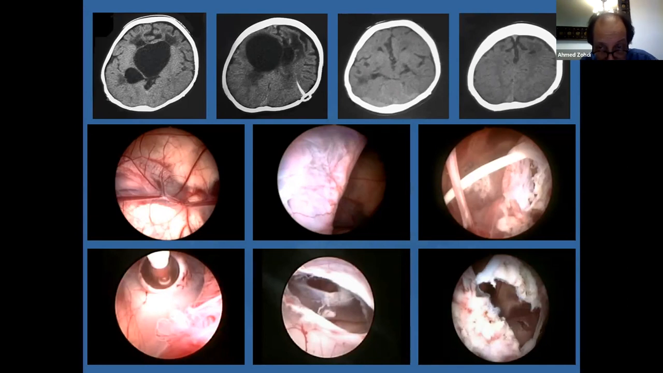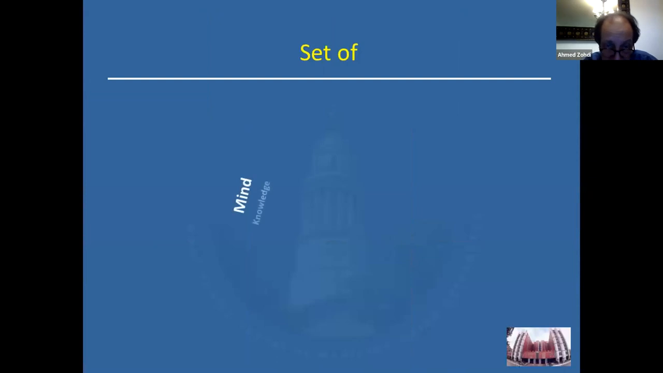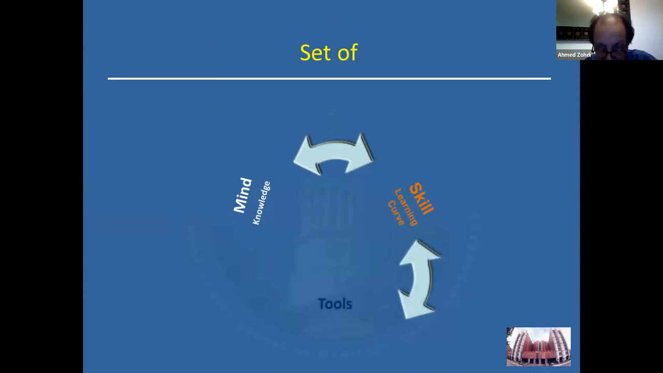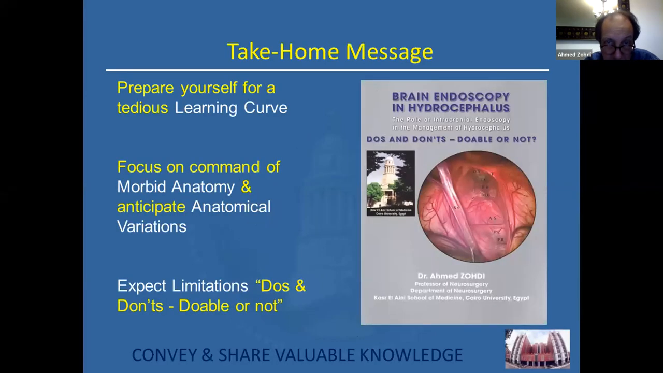At the end of the day, it is a set of mind, the anatomical knowledge, a set of skills, the steep learning curve, and a set of tools, your endoscopic equipment, and the total command of your anatomy and the scope of your tools, of what you can do and what you cannot do. Take home message: prepare yourself for a tedious learning curve, focus on command of morbid anatomy and anticipate anatomical variations, expect limitations, do's and don'ts, doable or not.